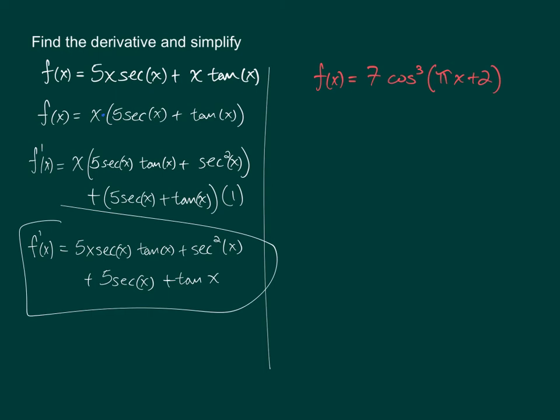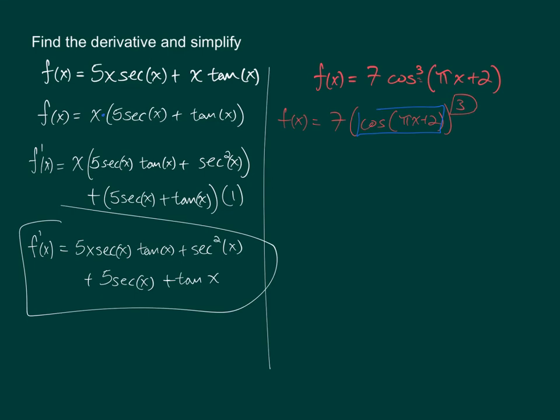In this second example, over here on the right, we have the function 7 times cosine cubed of pi x plus 2. I want to rewrite this so you understand what this cube means. So this is the same thing as f of x equals 7 times cosine of pi x plus 2, the entire thing cubed. So now there's an inside function and there is an outside function. So this will use chain rule.